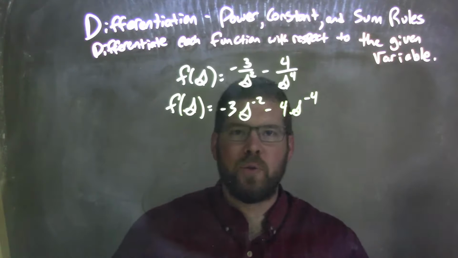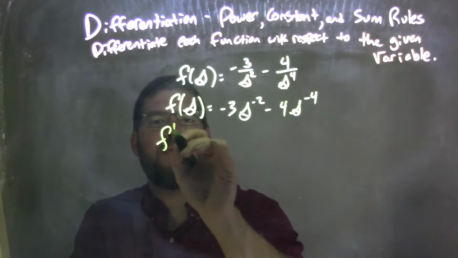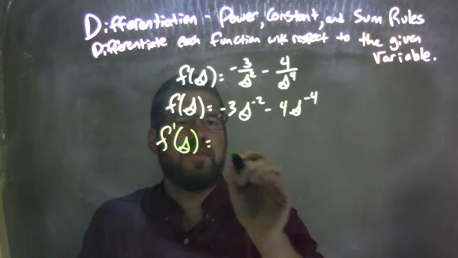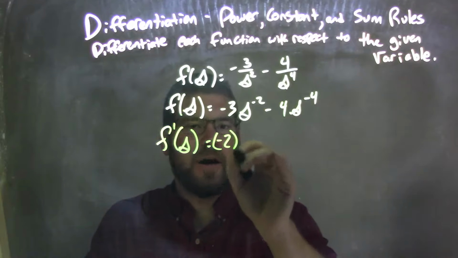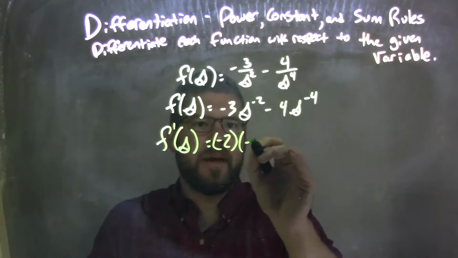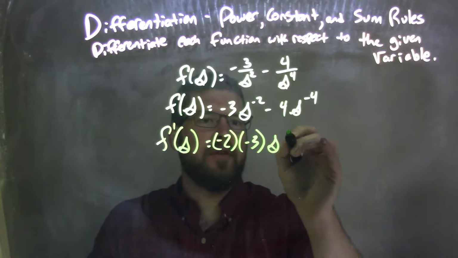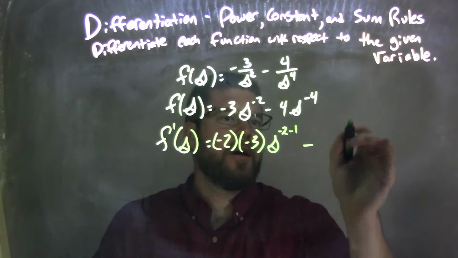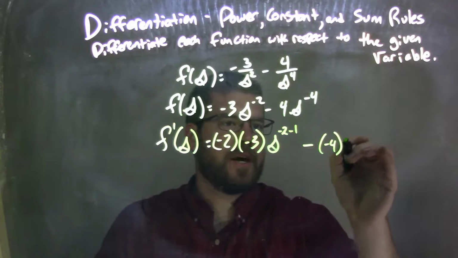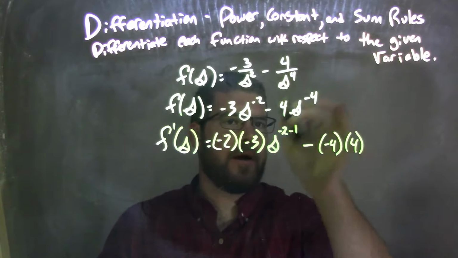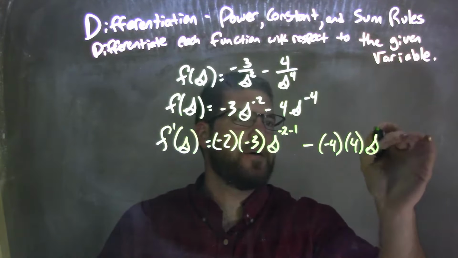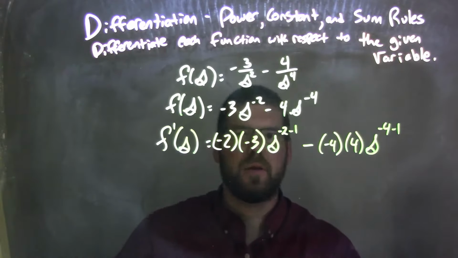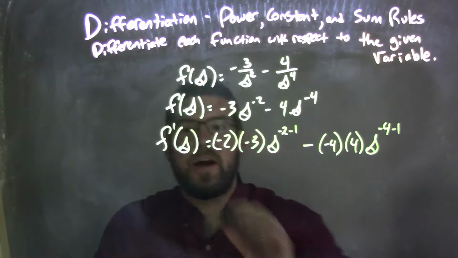I'm going to take the derivative and use the power rule. So we have f prime of s is equal to negative 2 out front, power rule still applied, this means having negative 3, s to the negative 2 minus 1 power, minus negative 4 goes out front, negative 4 times 4, right, power comes out, s to the negative 4 minus 1 power. Okay, so now let's simplify this.